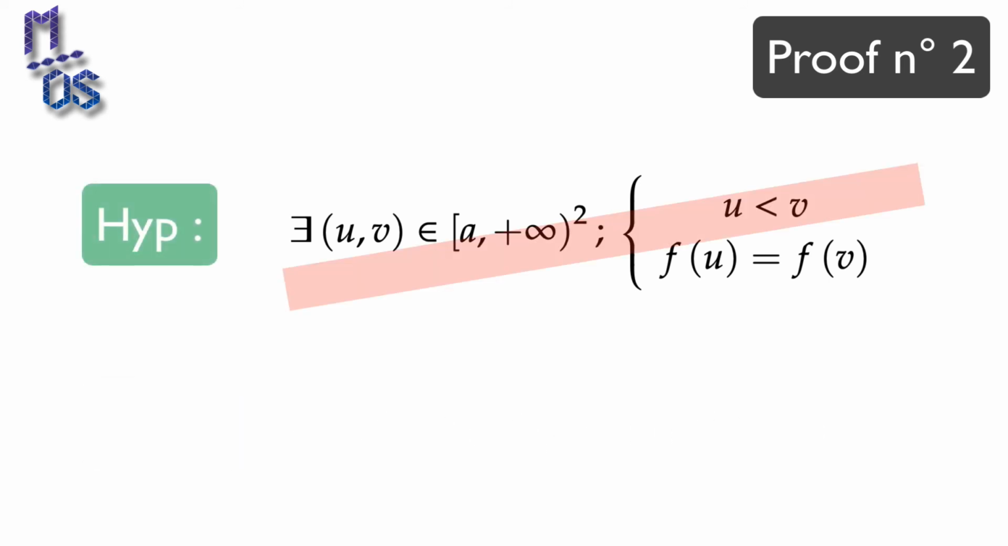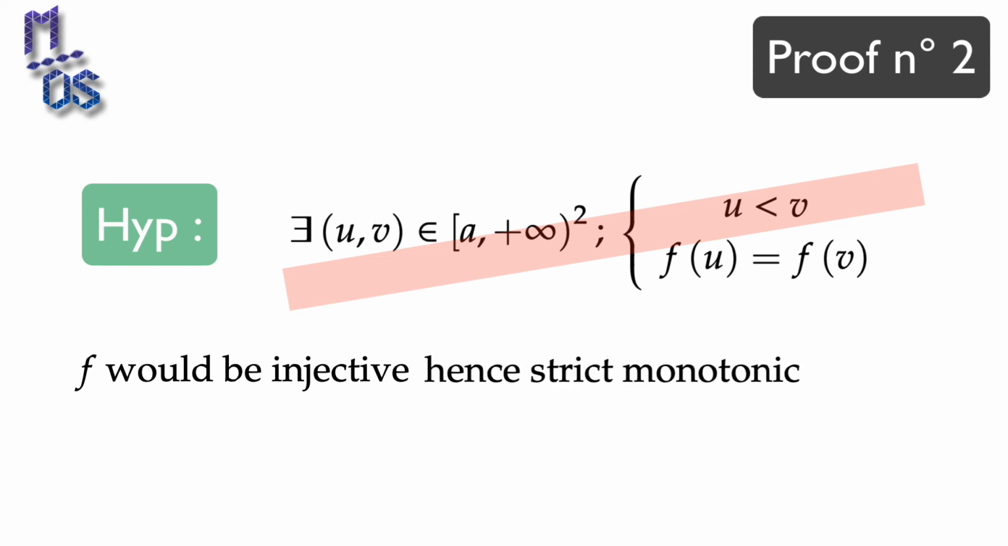Suppose there is no such pair. This assumption means that f would be injective, and we know that any continuous and injective function defined on any interval must be strictly monotonic.